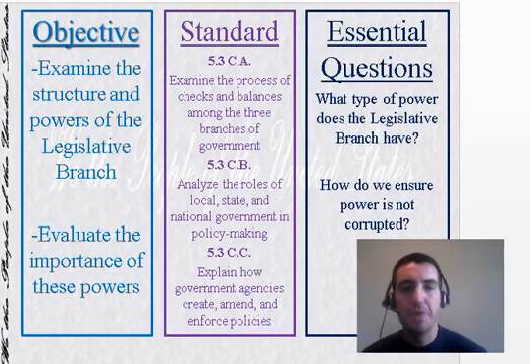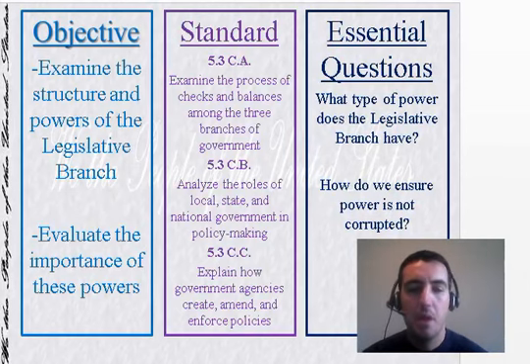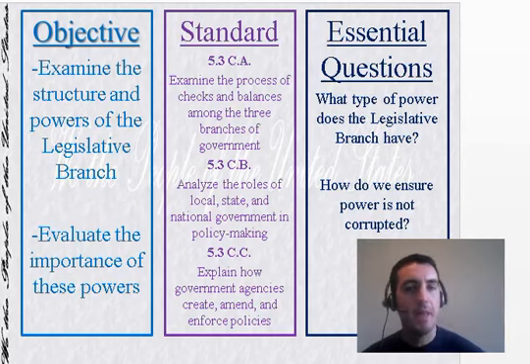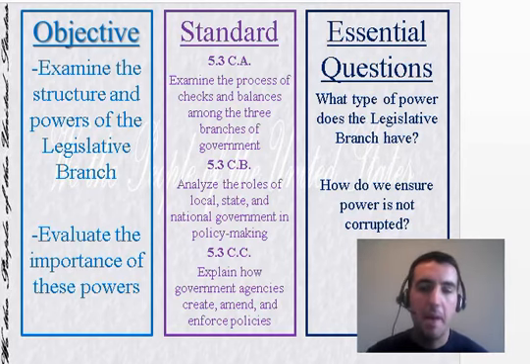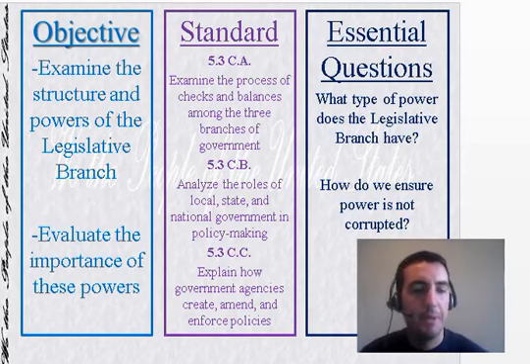So the objectives are the things you'll be able to do. You'll examine the structure and powers of the legislative branch. You'll see what they can and cannot do, and you'll evaluate the importance of those powers. And the questions you'll be able to answer by the end of the lesson are: what type of power does the legislative branch have, and how do we ensure power is not corrupted?